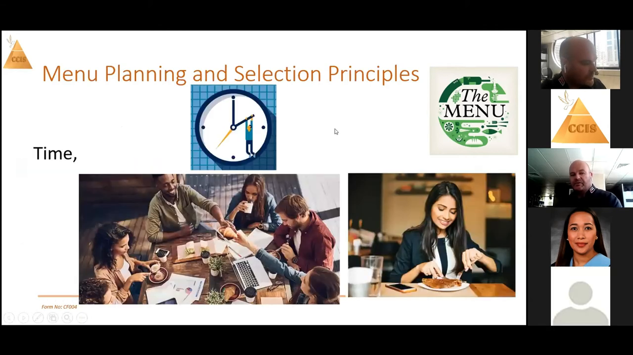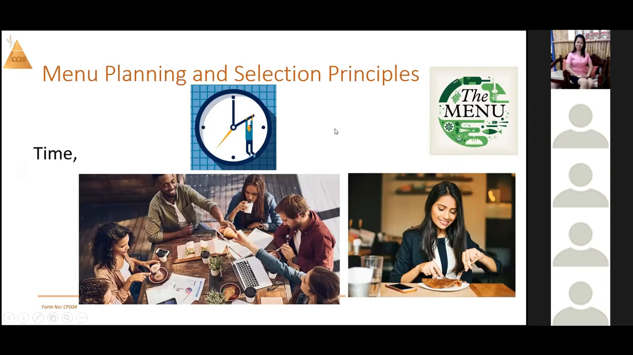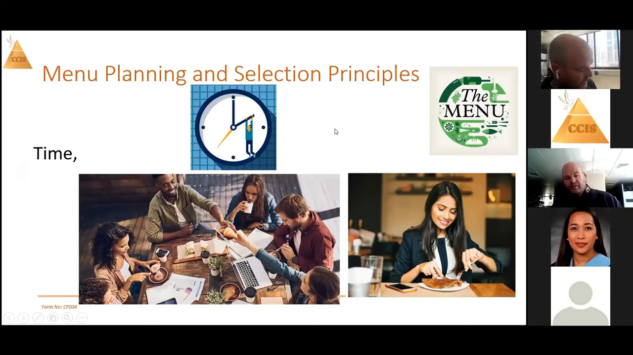Next one is time. Time is going to be a factor. If I'm preparing a menu, how much time do I actually have to make those dishes? How much time do the people actually have to eat those dishes? If we're doing a lunch menu, people are going to have less time because they're working, they take a break for lunch, and then they come and have the meal. So those types of dishes have to be easier for us to prepare, easy to serve, and easy to eat.